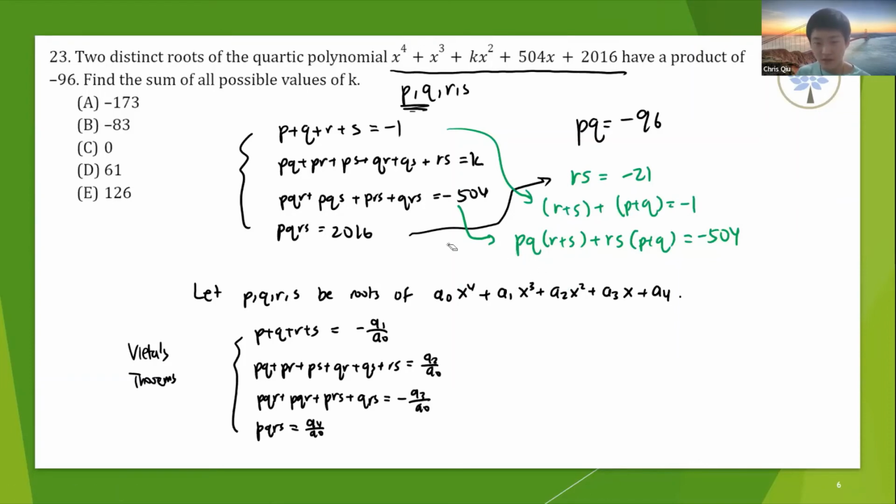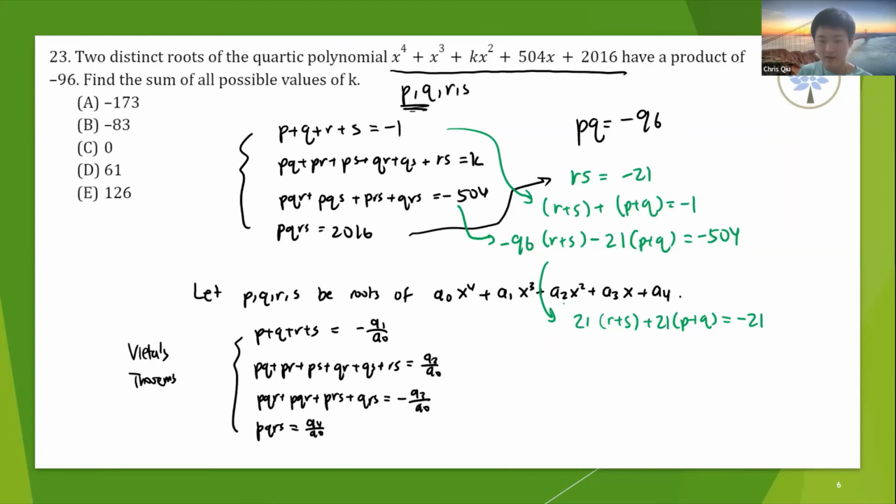In this third equation, we can replace pq and rs with the values we found for them, so that's negative 96 and negative 21. Now we have a system of two linear equations in two variables, where the variables are r + s and p + q. From here, we can use elimination or substitution or whatever method you like to find what r + s and p + q are.